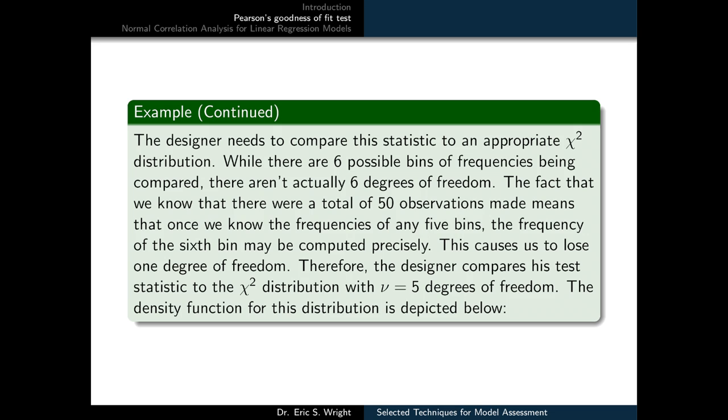While there are 6 possible bins of frequencies being compared, there aren't actually 6 degrees of freedom. The fact that we know that there were a total of 50 observations made to form our data set means that once we know the frequencies of any 5 bins, the frequency of the 6th bin may be computed precisely. This causes us to lose 1 degree of freedom. Therefore, the designer compares his test statistic to the chi-squared distribution with nu equal 5 degrees of freedom. The density function for this distribution is depicted on the next screen.